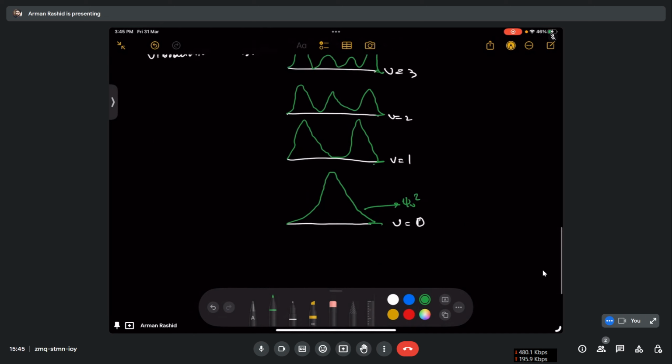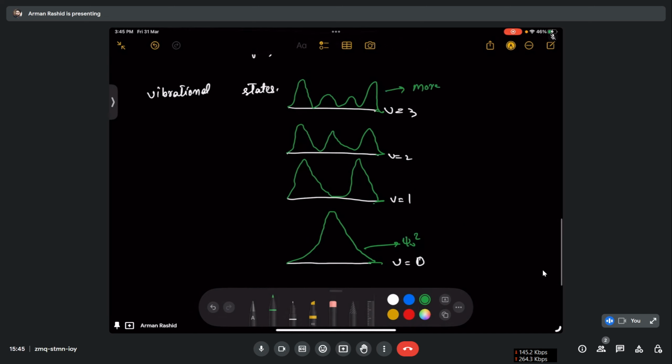So what happens is that as we go on increasing the vibrational quantum number, the electron density, or we can say the probability of finding a particle, is more towards the end of the vibrational state. For example, if we take a pendulum and it goes from here up to here, right? Here the potential energy is maximum, here the kinetic energy is maximum. So the probability is more towards the maximum amplitudes, towards the ends. The same happens with the electron density in the case of vibrational states.